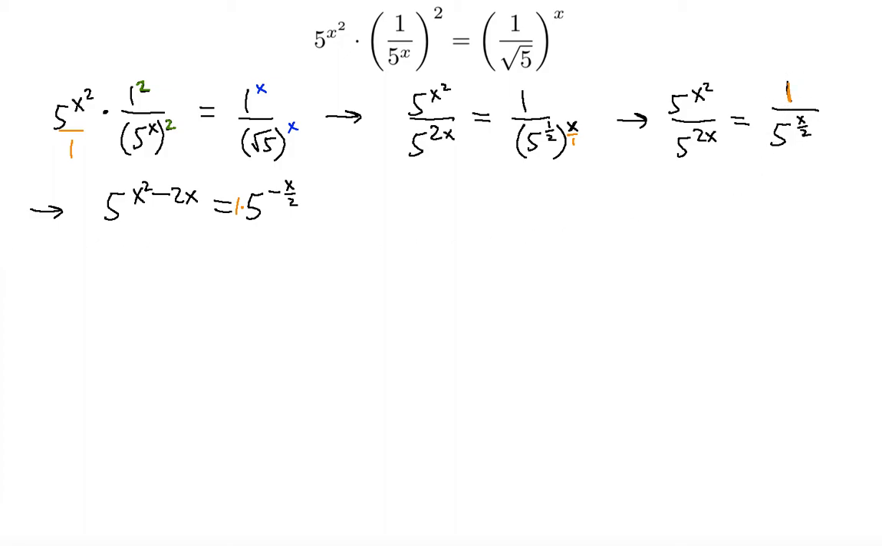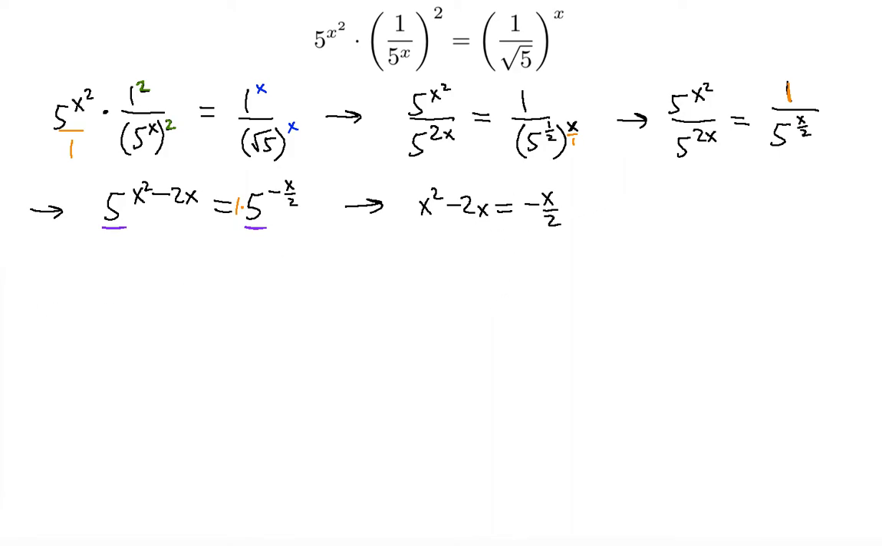So now that you did this, it's going to be fairly simple, right? Because when we have the same basis, that's what everyone aims for when they solve exponential equations, right? So when you have the same basis, you can set the powers, the exponents, equal. So what I'm getting at is that you can safely say x squared minus 2x is equal to minus x over 2. Okay, and that's going to be simple to solve.